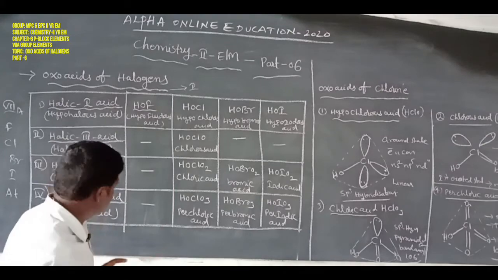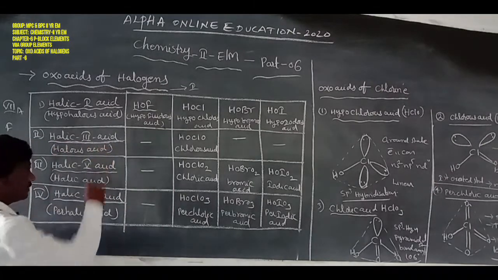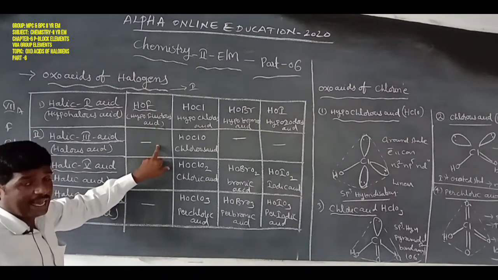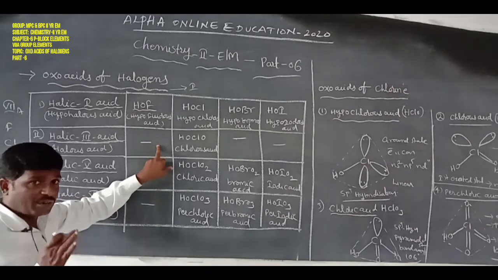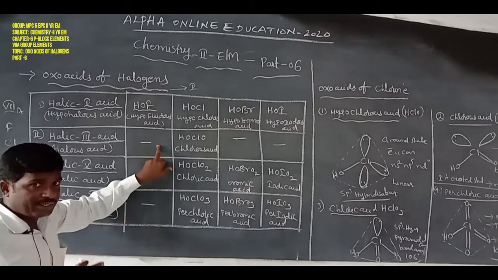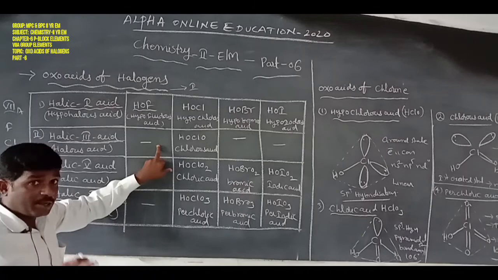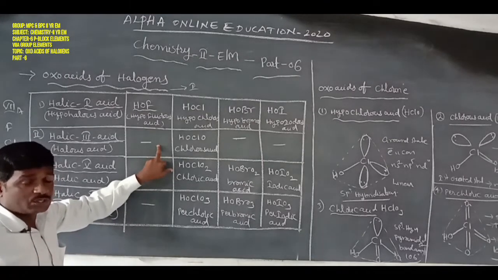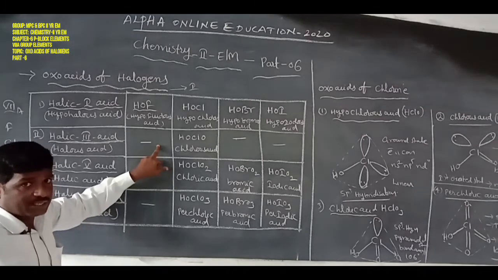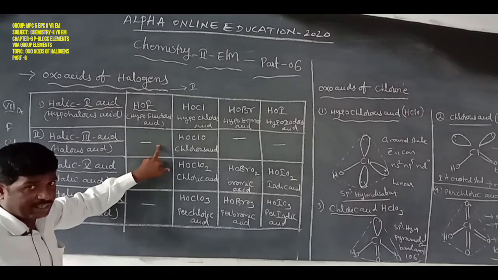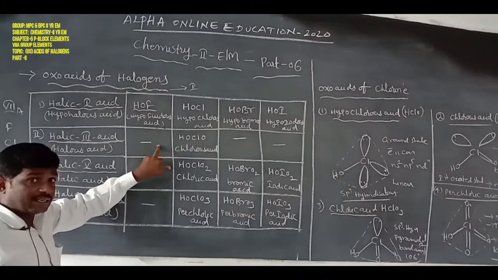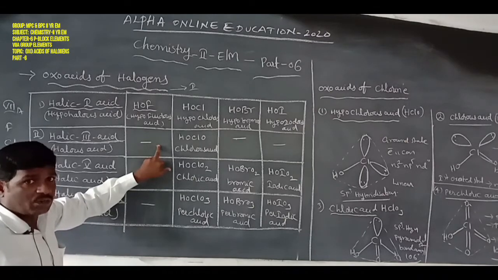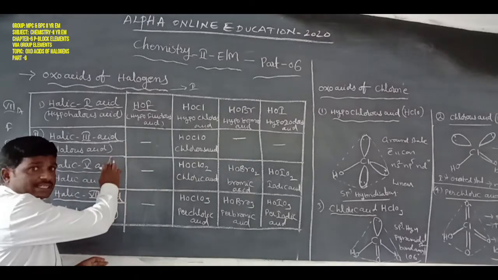Second, halic 3 acid. Fluorine cannot form halic 3 acid because it has the highest electronegativity. It is also called a superhalogen because fluorine reacts with all the elements in the modern periodic table. It is the most electronegative atom and has the smallest atomic size in the 7A group, so it does not form halic 3 acid.